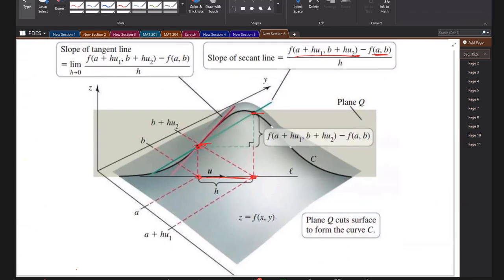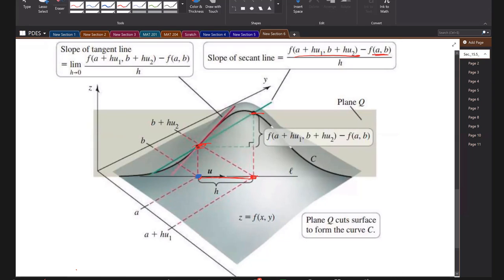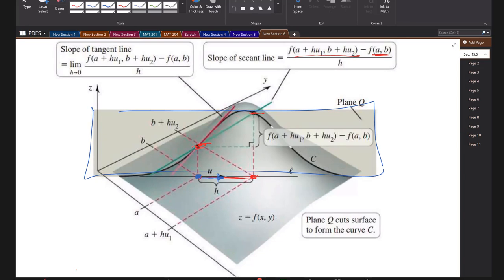Where, again, you've got your surface, you take the coordinates A, B in your domain plane, you step that direction, whatever your u is. That creates this plane here through our surface. If you were to intersect that plane with our surface, you'd get this black curve here, and what we've just computed is the slope of the tangent line of that black curve.